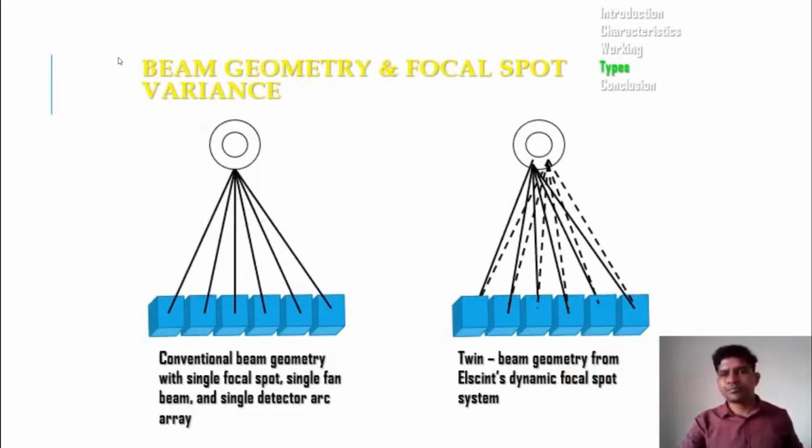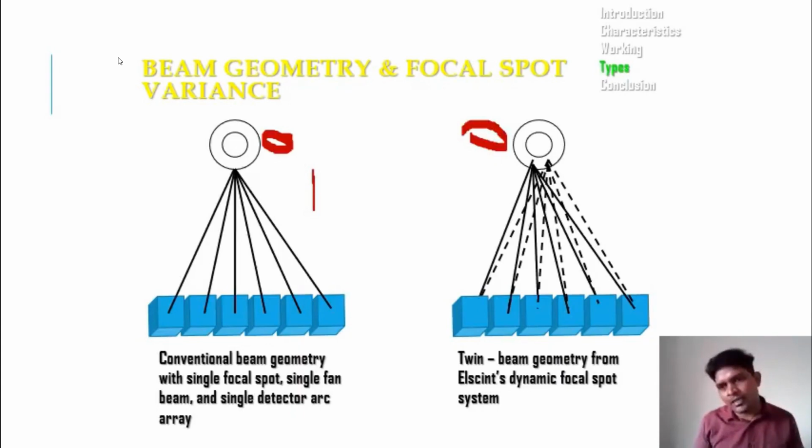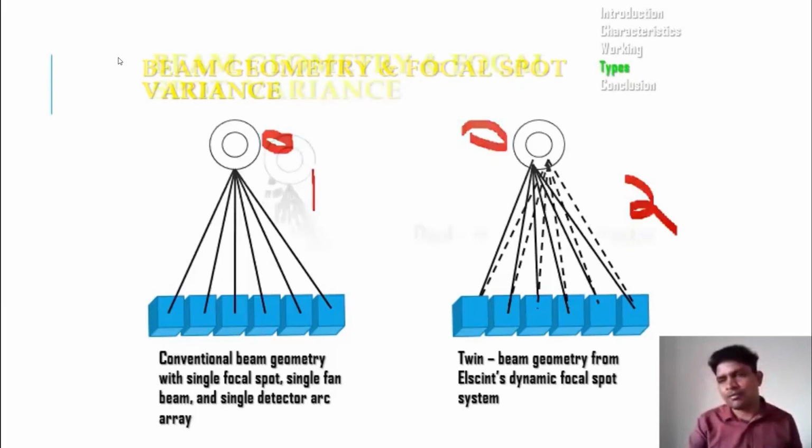CT. You can see there are beam geometry or focal spot variations. You can see in the image the X-ray tube and how it interacts with the detector. In the first one, the conventional beam geometry was used with a single focal spot, single fan beam and single detector array arc. When the twin is used, the beam geometry is different. Ellison invented the dynamic focal spot system which is used, and that was the benefit.